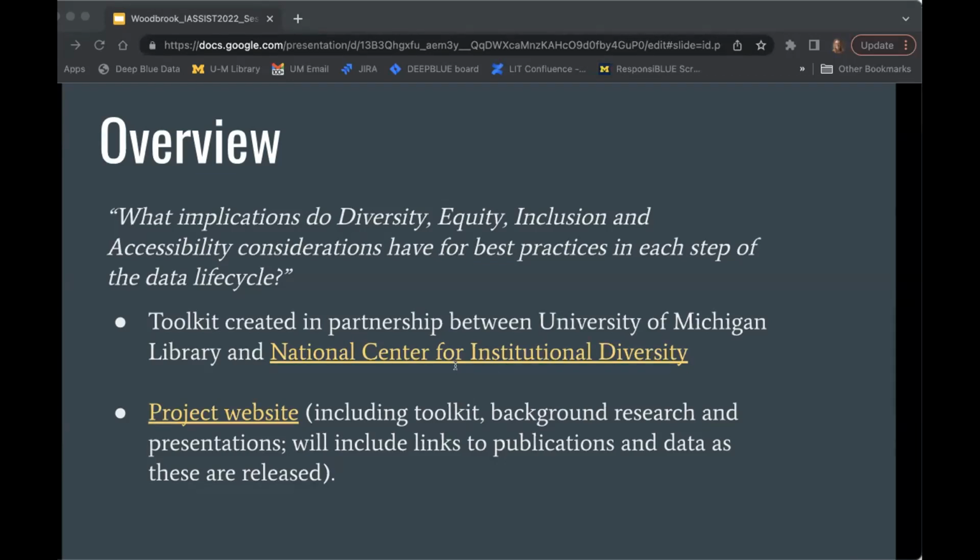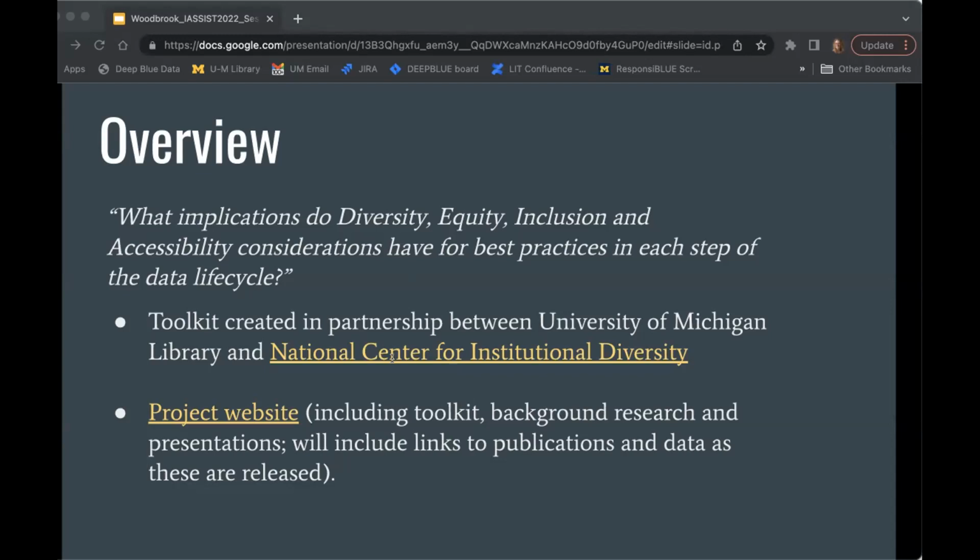So the first part of the project consisted of mixed methods research with scholars who were part of a diversity scholars network created by NCID, and reporting on those results can be found on our project website, and we're updating those as we go. But what I'll focus on today more was building the toolkit resource itself.